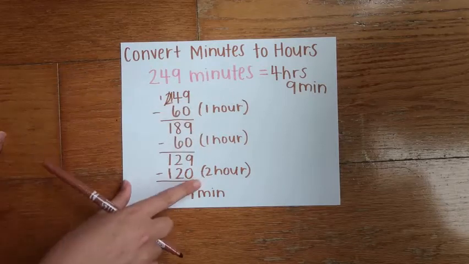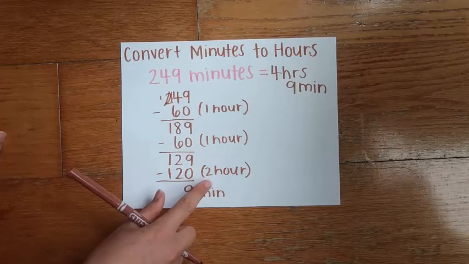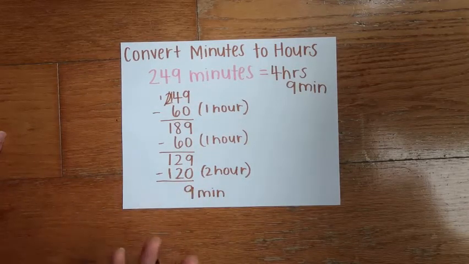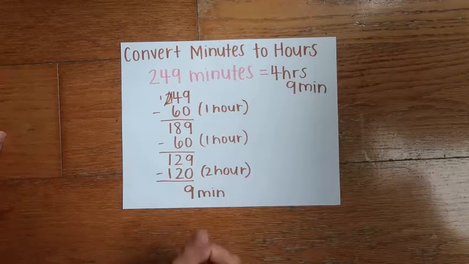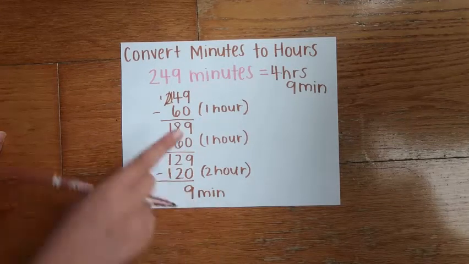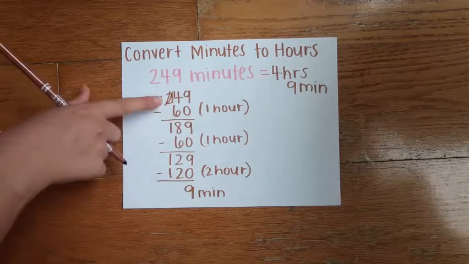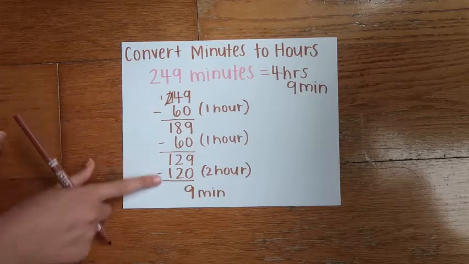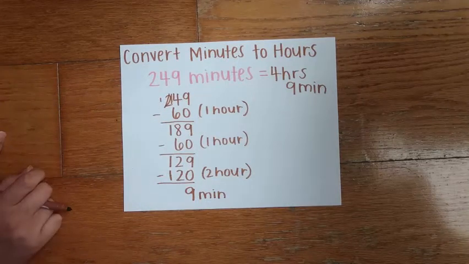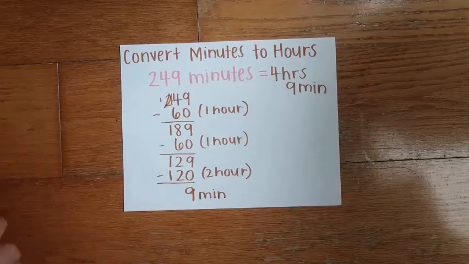This should kind of remind you of division when we say, you know, how many groups of 8 can I make? We're asking ourselves, how many hours can I pull from 249 minutes? How many hours can I make with 249 minutes? So this should kind of remind you of our partial quotients division.